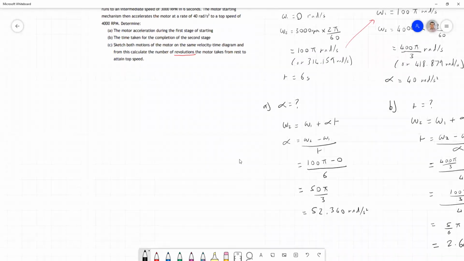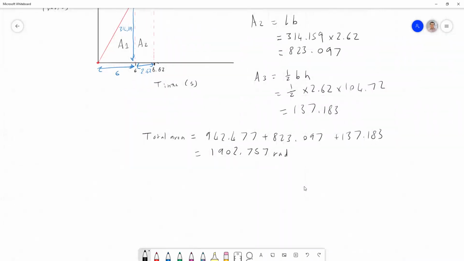The question asked us to find the total number of revolutions. So total revolutions. And that's going to be equal to 1902.757. That's how many radians there are. And to find the number of revolutions, we divide by 2 pi, because there are 2 pi radians in every revolution. So if we go around a circle once, we've gone 2 pi, go around twice, we've gone 4 pi, 6 pi, and so on. So we need to divide this number by the number of radians in a single revolution, which is 2 pi, and that will give us our answer.